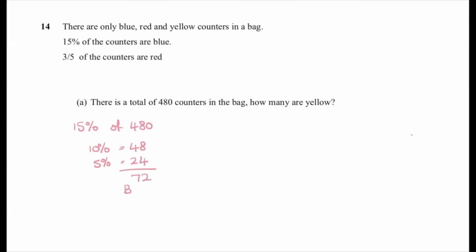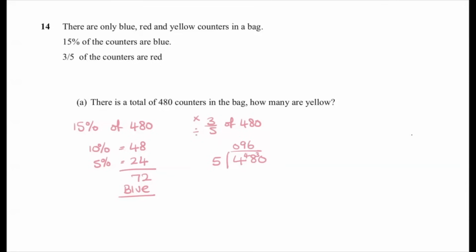So 15% are blue. 3/5 of 480 is our next calculation. Now, we divide by the bottom and times by the top. So I'm going to take my 480 and I'm going to divide it by 5. Now, 5s into 4 don't go. 5s into 48 go 9, remainder 3. And then 5s into 30 go 6.